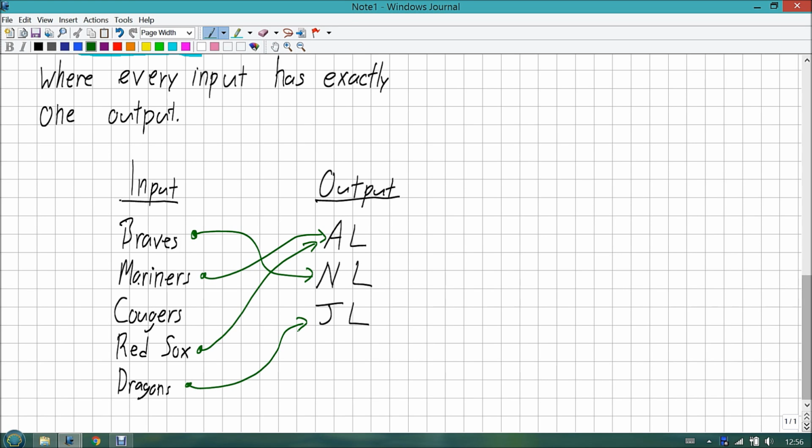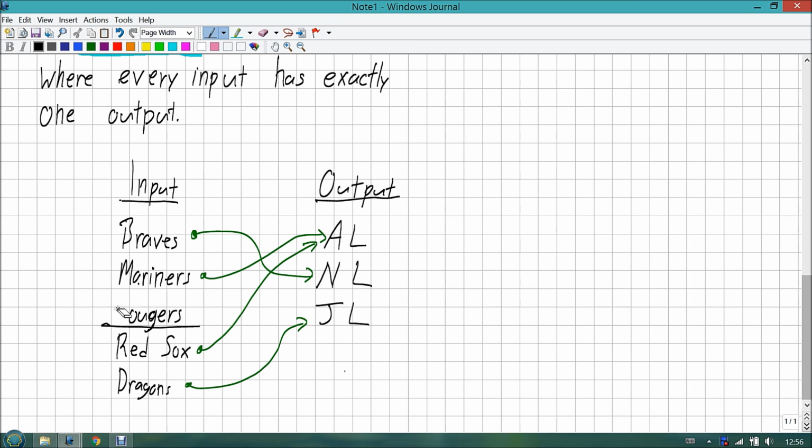Now, is this one a function? Well, the answer to that is no, mainly because of the Prospect Cougars. These guys have no output. So if you remember, our definition says a relation where every input has exactly one output. Well, here's an input that has 0 outputs.